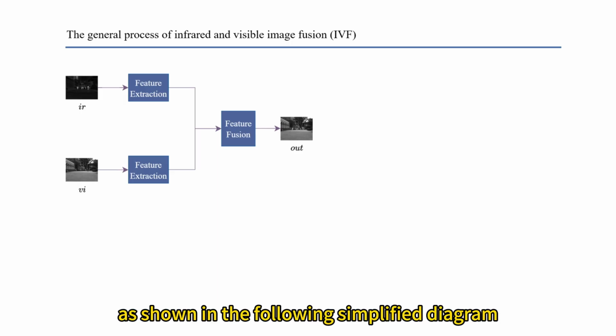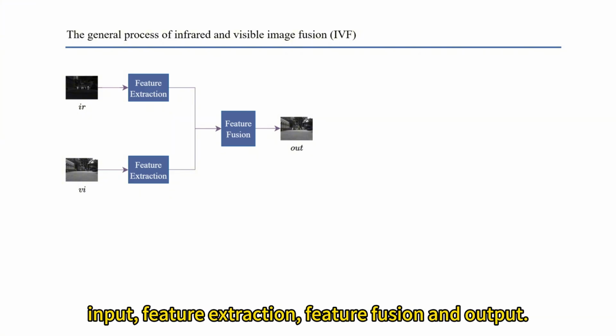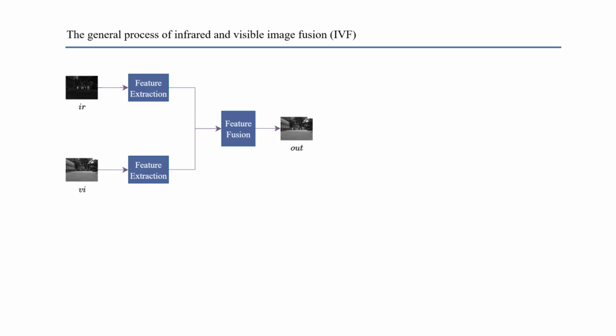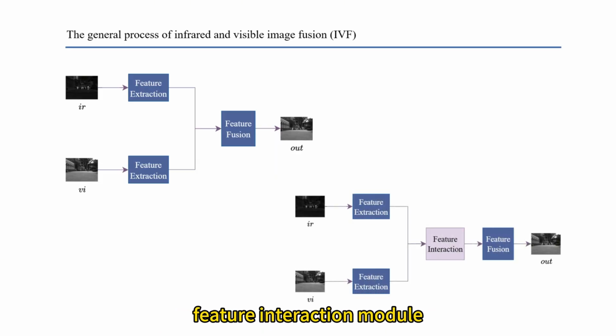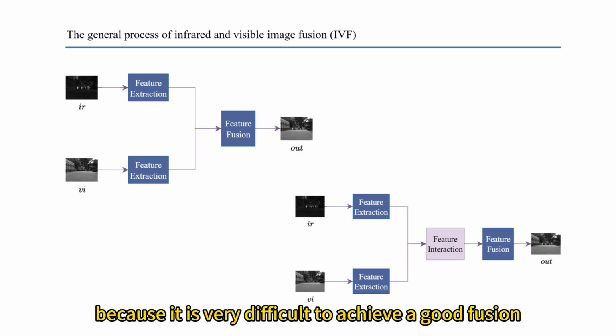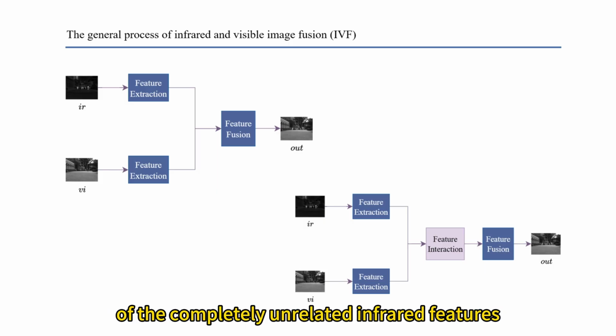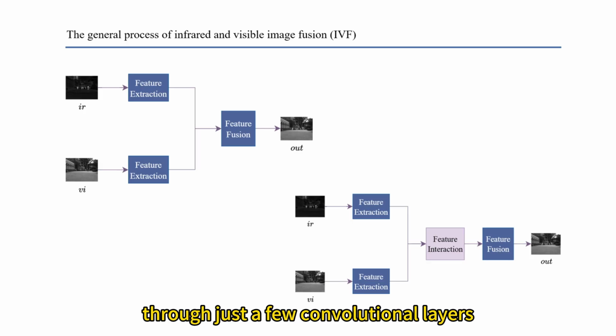As shown in the following simplified diagram, IVF can roughly be divided into 4 stages: input, feature extraction, feature fusion, and output. Well, are there any problems with the process? Or are there any areas that can be improved? Yes, we can introduce a cross-modal feature interaction module before feature fusion to share the pressure during the feature fusion stage. Because it is very difficult to achieve a good fusion of the completely unrelated infrared features and visible features extracted in the previous stage through just a few convolutional layers.